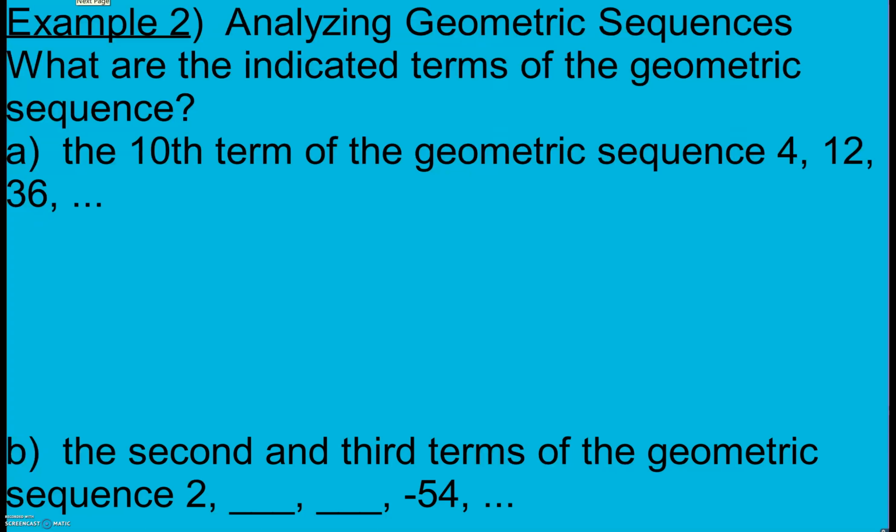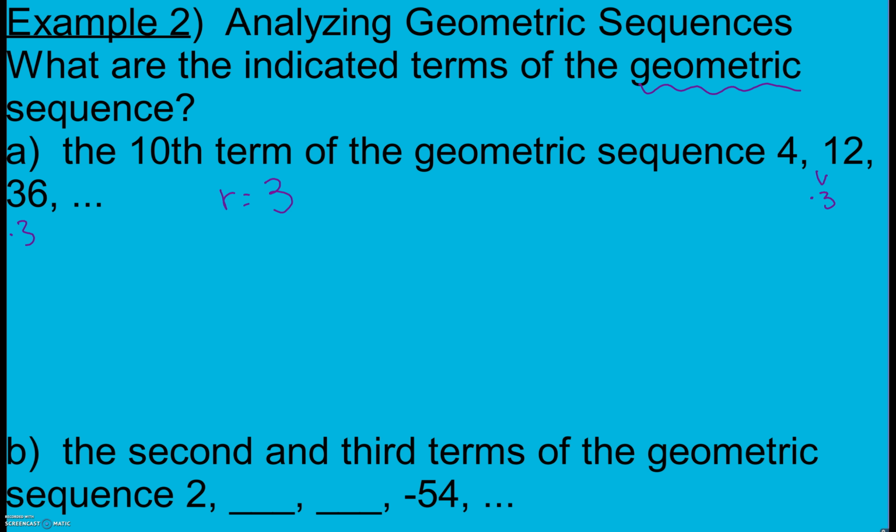Analyzing geometric sequences here. What are the indicated terms of the geometric sequence? We want the 10th term of this sequence. Regardless of how we solve this, we're going to have to find our common ratio, figure out what's happening every time. So, 4 to 12 is times 3. 12 to 36 is times 3. So, our r value is going to be 3. And it told us it's geometric, so they aren't going to do anything fancy along the way and change that. Every time it's going to be times 3.